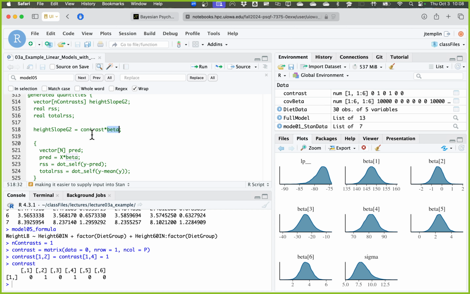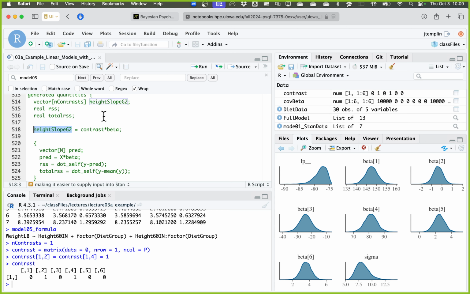So what it does is it multiplies each element of contrast times each element of the current values of beta for every iteration in the Markov chain. And then it sums them together. So what we end up having is a 1 times the second beta and a 1 times the fourth beta. The result of this shows up in a new variable called height slope group 2, and that gives us our posterior distribution for height slope.